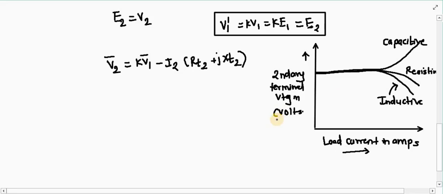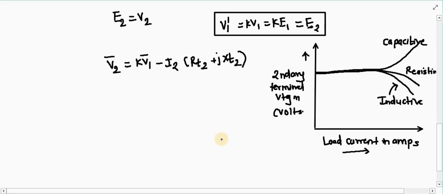The effect of power factor on the secondary terminal voltage can be seen on the simple equivalent circuit referred to the secondary side that I have explained just now for the constant primary impressed voltage V1 and the load current I2. So the change of power factor causes the impedance triangle to swing around. What is impedance triangle? You know, right?